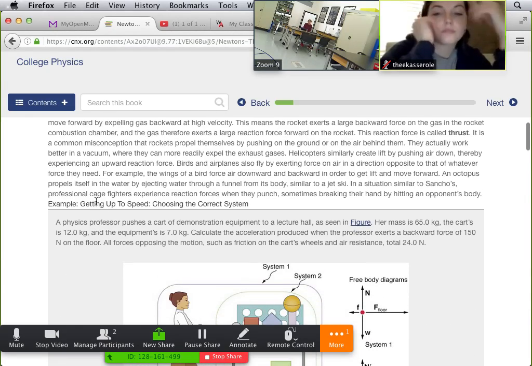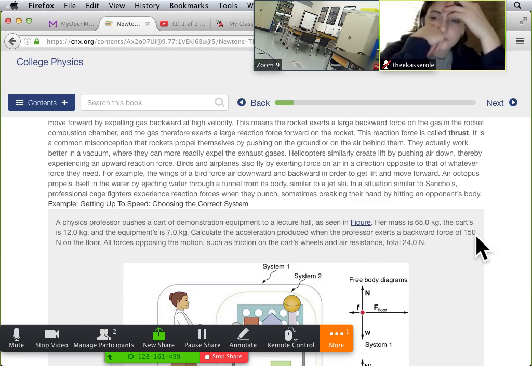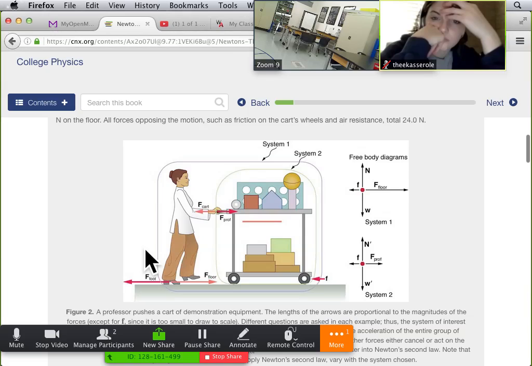In this problem, what do they want us to do? They have the mass of the professor is 65 kilograms. The cart is 12 kilograms. The equipment is 7 kilograms. So we have 3 different masses all in this particular system if we use system 1. That means we would have to add all of those masses together to get the total mass of the system. And they want to know the acceleration produced when the professor exerts a backward force of 150 newtons on the floor. So this backward force is 150 newtons.